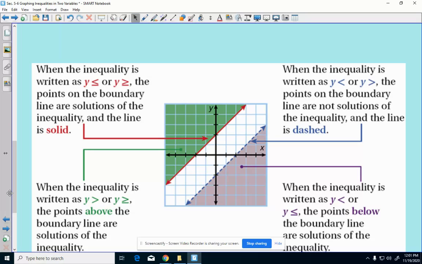Okay, but it could be a solid line with shading above it. By the way, that would be greater than or equal to, because the line is solid and it's shaded above. What if the line goes downhill?